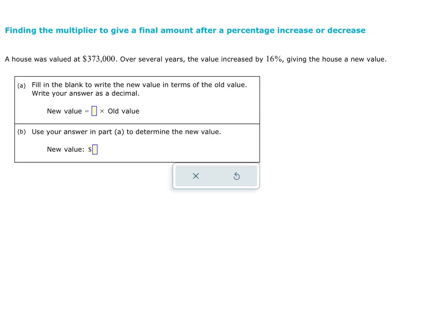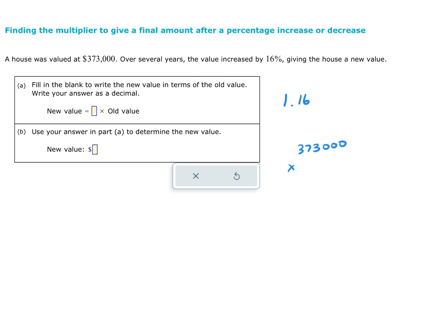This one says a house was valued at $373,000. Over the years, the value increased by 16%, giving it a new value. Part A, fill in the blanks to write the new value in terms of the old value. So just like before, our new value is going to be 1 plus the percent that it increased by as a decimal. 16% as a decimal is 0.16. And now we need to multiply our 1.16 by 373,000.